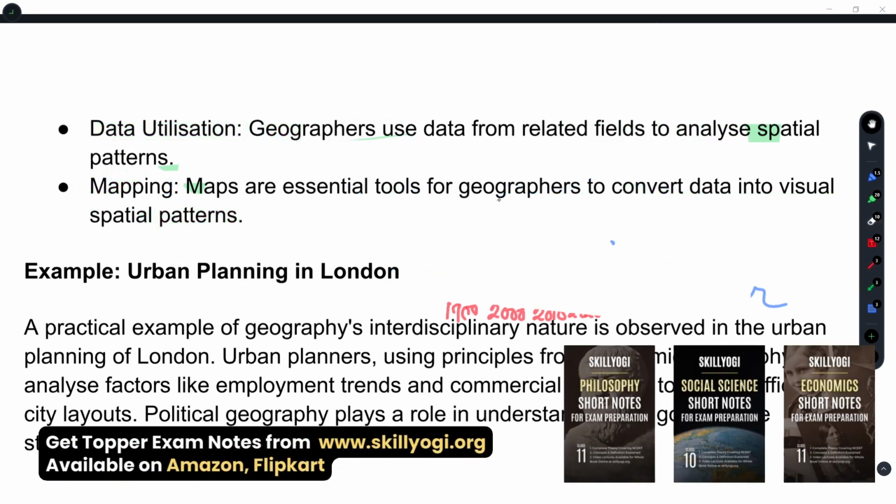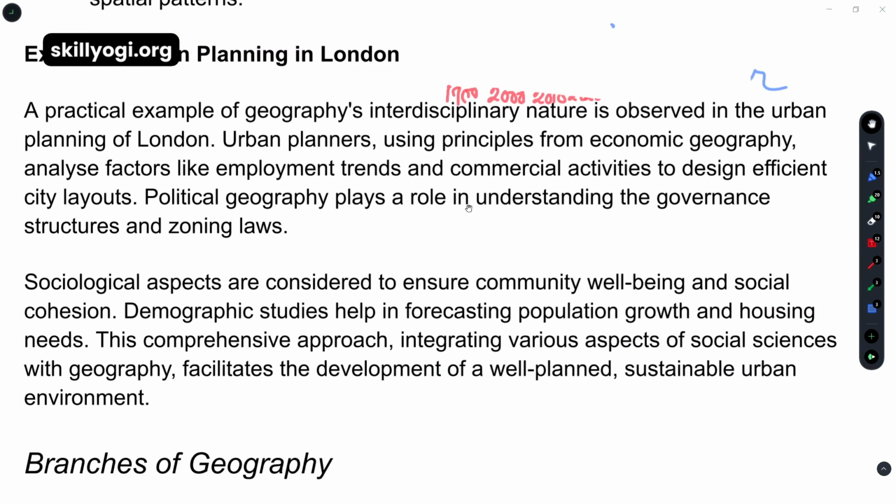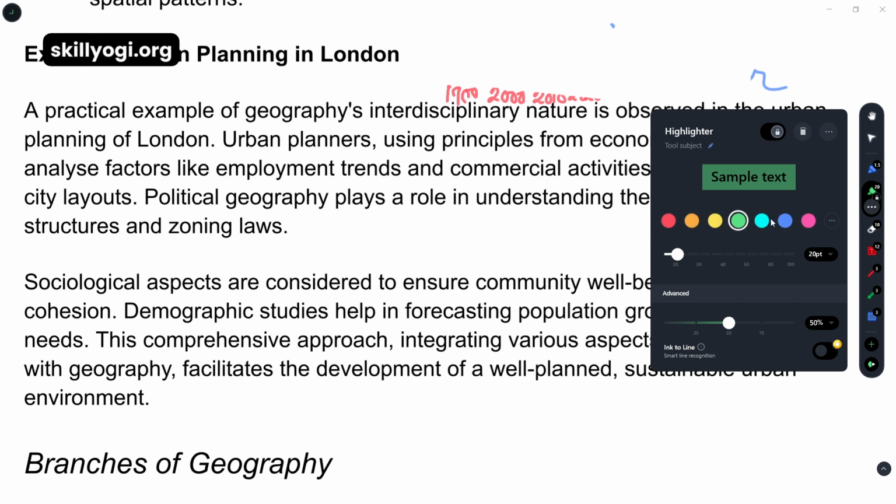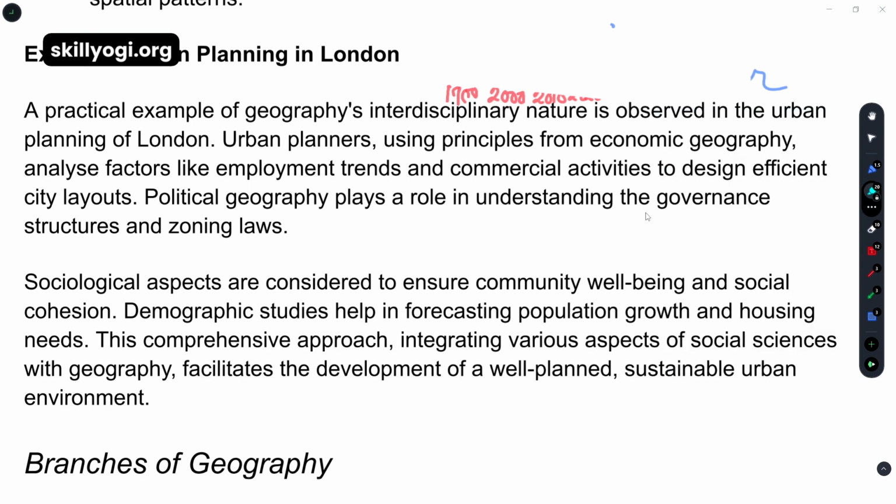Okay, I have erased everything. Now we will go for the next part, which is the example of urban planning in London.